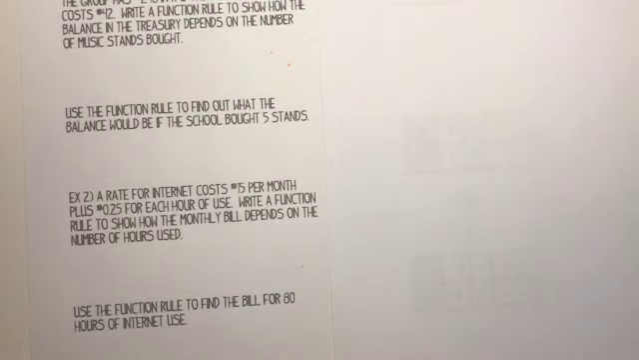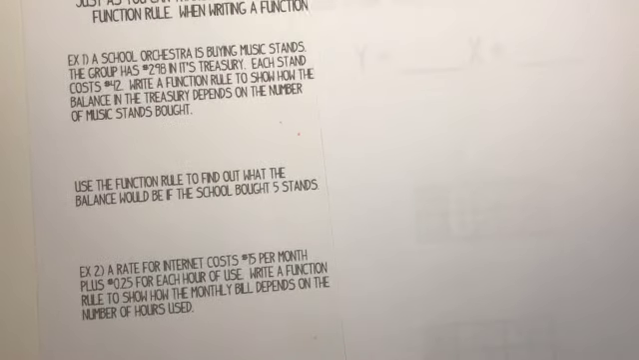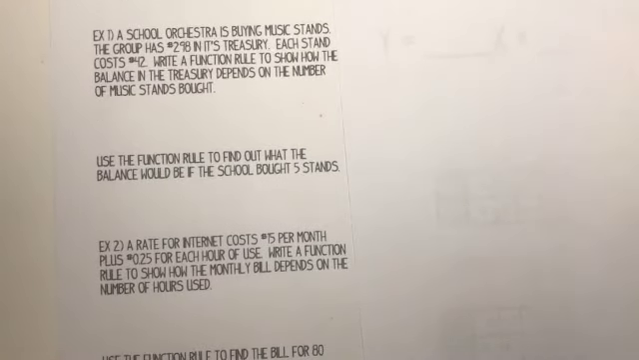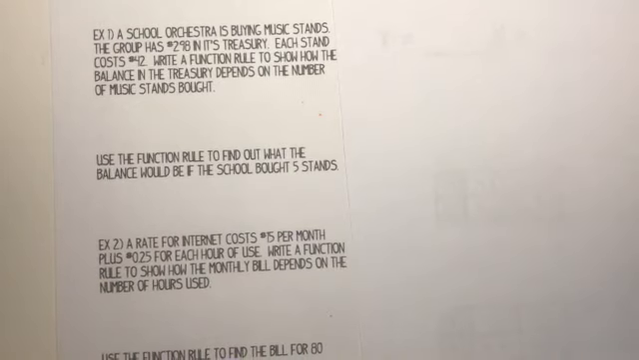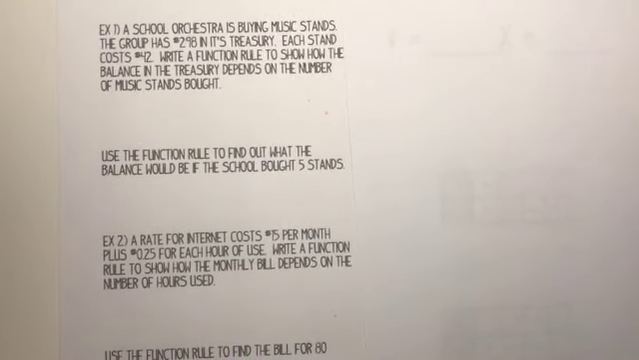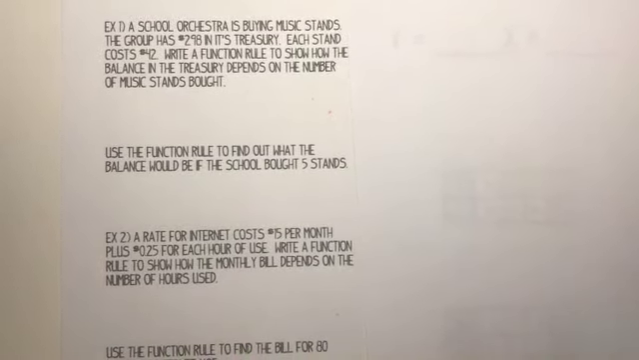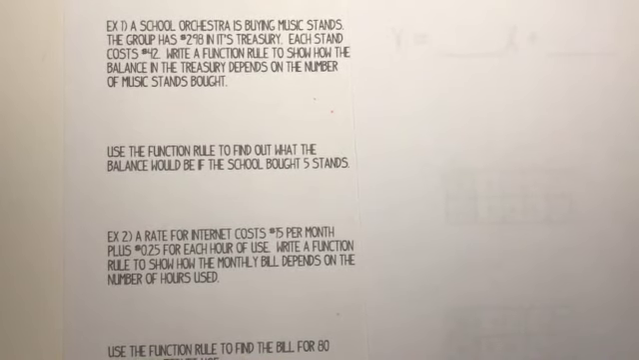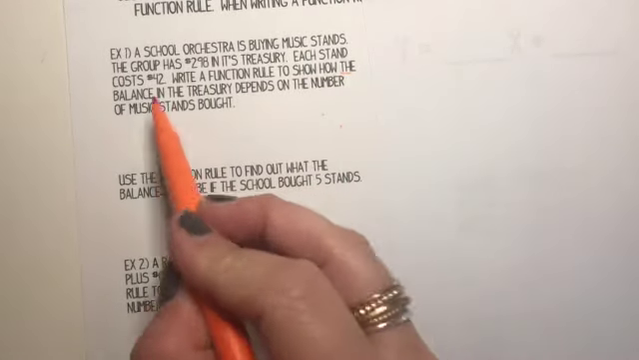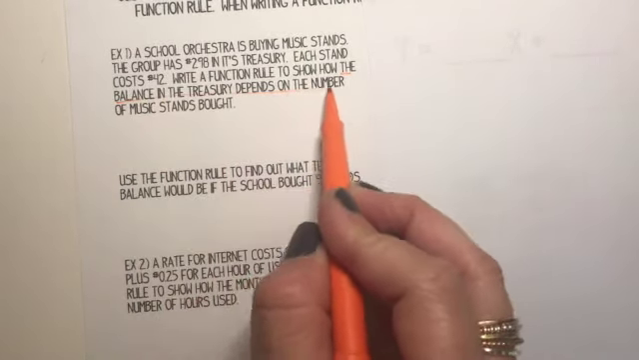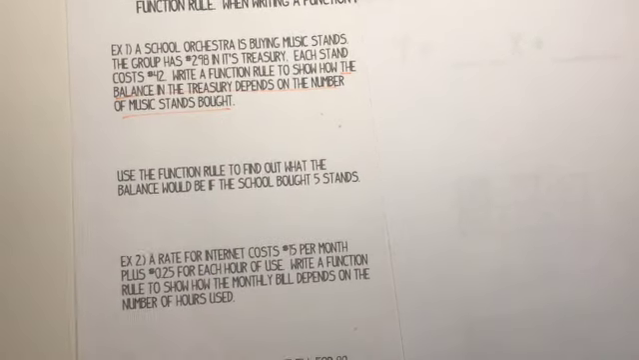Okay, so number 1, it says a school orchestra is buying music stands. The group has $298 in its treasury. Okay, that's just like your account or whatever. So they have $298. Each stand costs $42. Write a function rule to show how the balance in the treasury depends on the number of stands bought. This last sentence is really important, where it says the balance in the treasury depends on the number of music stands bought.